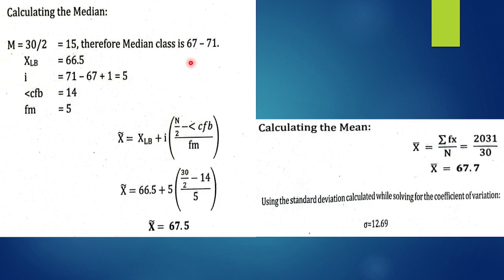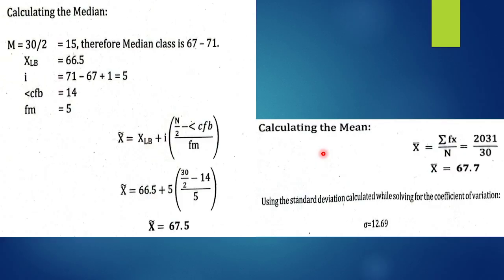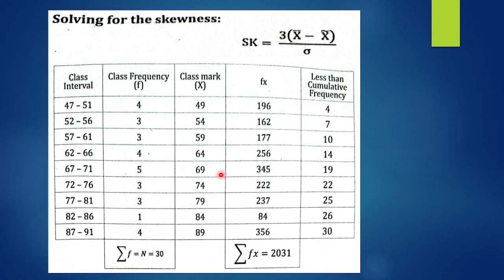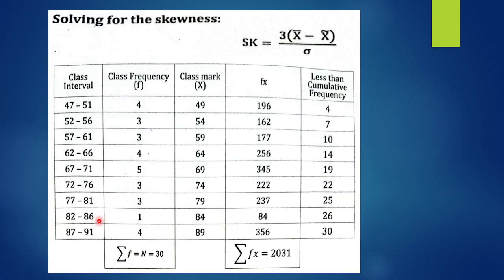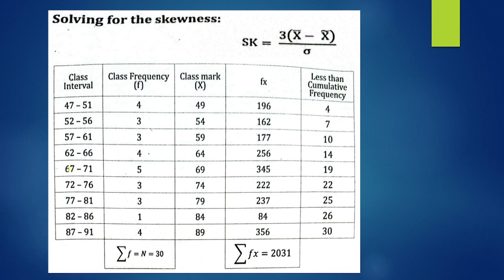Now, since we do have the median class 67 to 71, we can say that our XLB is 66.5, our i is 5 still, and less than CFB or the before is 14. Let's check. Yes, that is 14. And then our FM, or the frequency of the median class, this one, 5. That is the frequency of the median class. So let's highlight our median class. This is our median class.